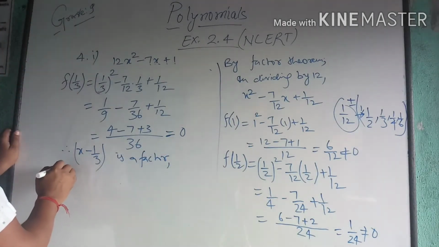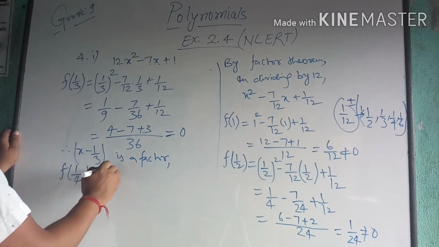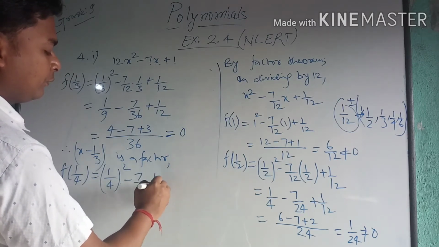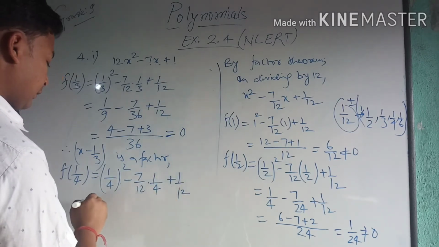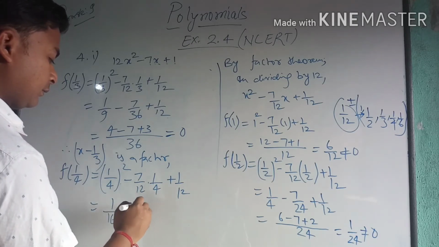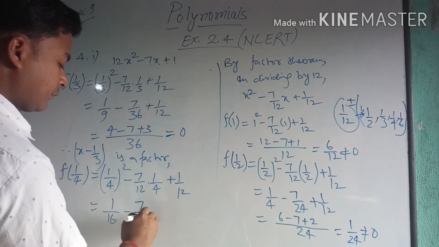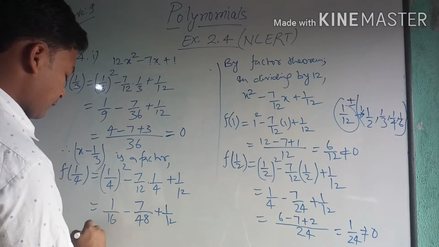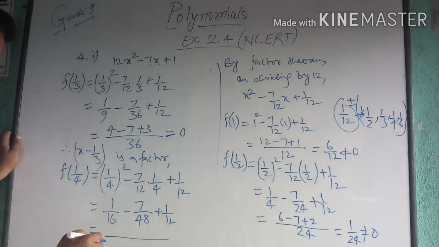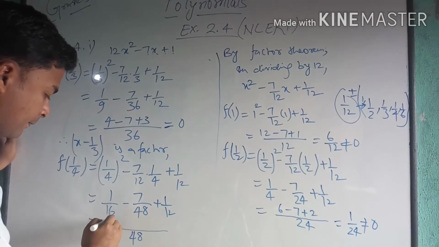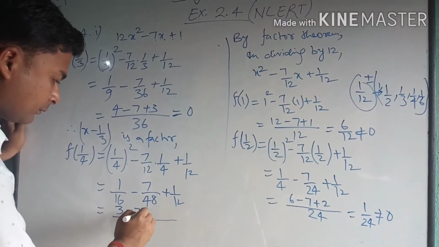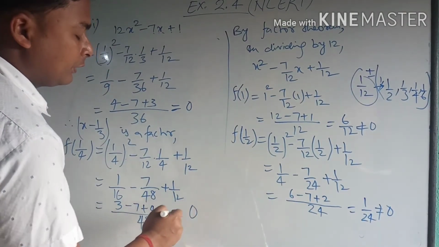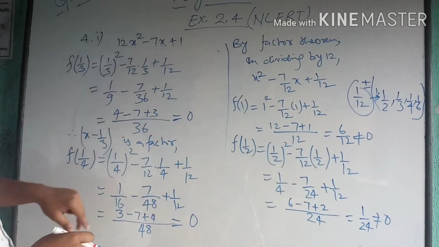Similarly, if we go for the function of 1 by 4, 1 by 4 whole square minus 7 by 12 into 1 by 4 plus 1 by 12, 1 by 16, again it's 3 plus 4, 7, 7 minus 7, 0. Hence we have got, since this is a quadratic equation, only two roots are possible.